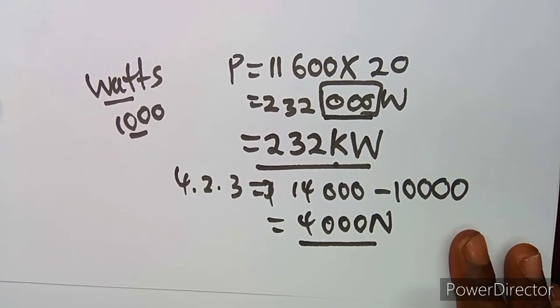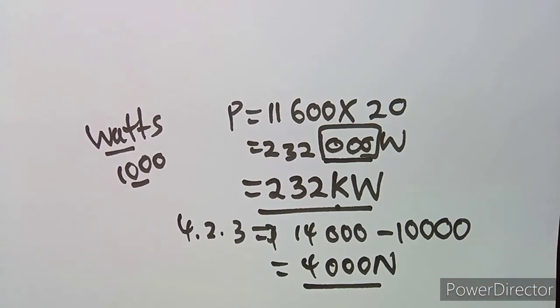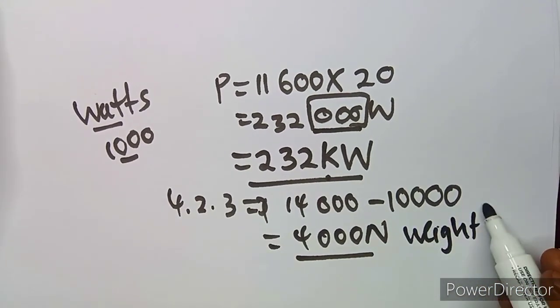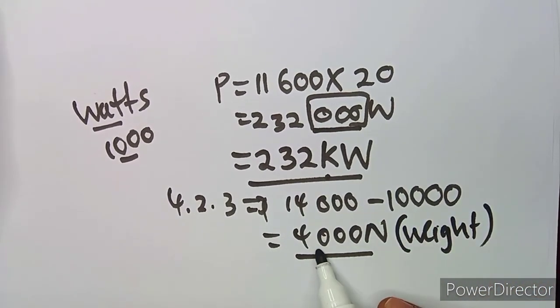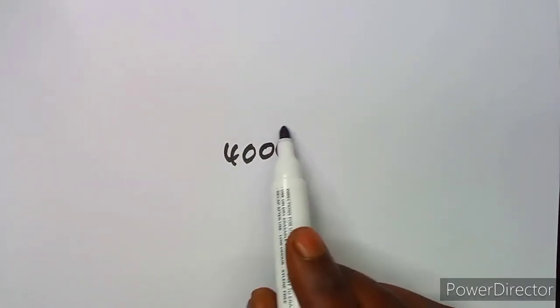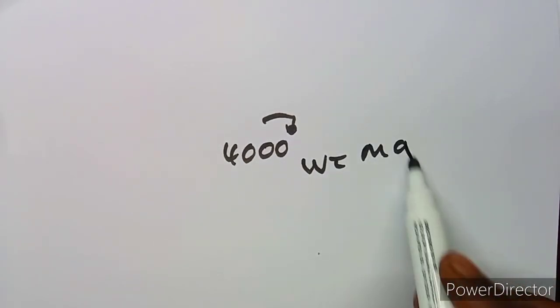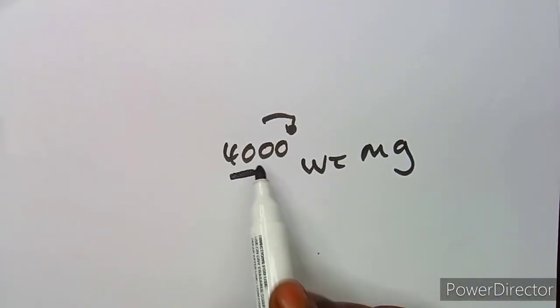Okay, so you're going to obtain 4,000 in this case. So that's how they ask this question. Take note, this is weight, guys. If the question was asking you to calculate the mass, that is where you're going to take this 4,000 and calculate the mass, because you know that the weight is equivalent to mg. In this case, they just need the weight.